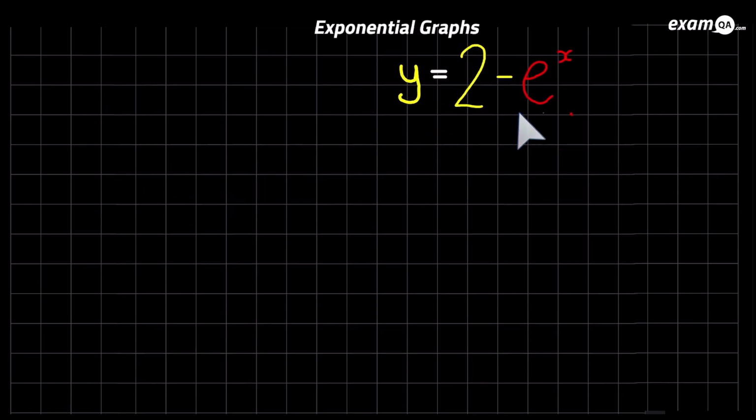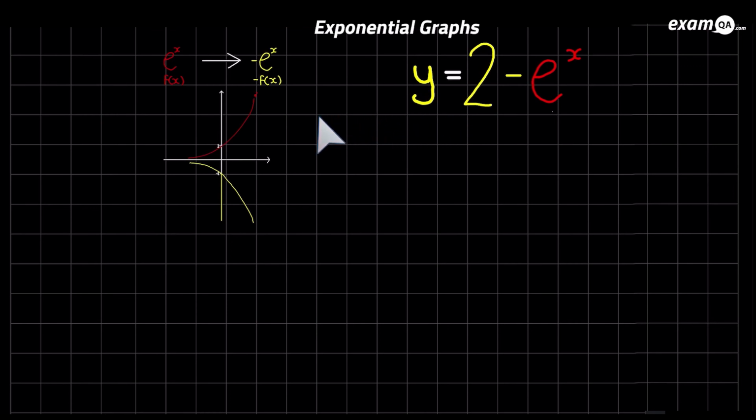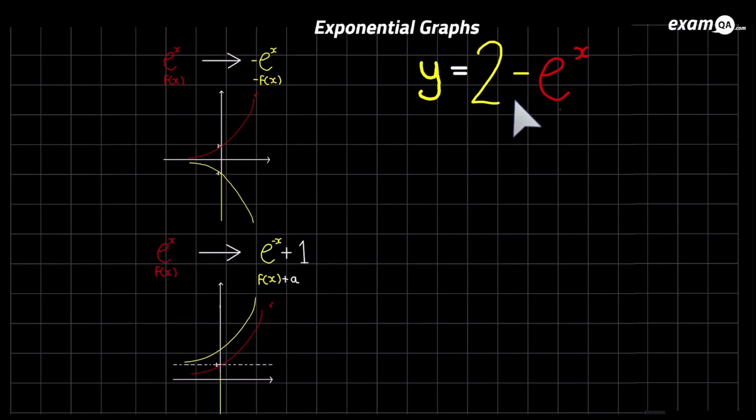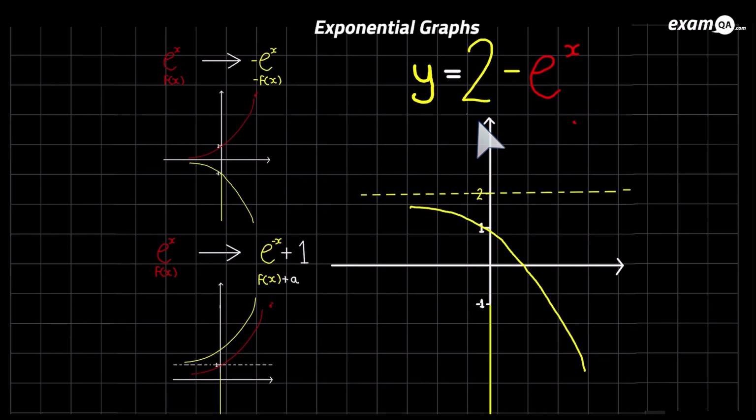Let's look at this one. We're going to do the transformation method first. So which transformations have been done to this graph? And you should have said a reflection in the x-axis, because we can see that e^x has got a minus in front of it. It's been multiplied by a minus. And we also know it's been shifted up because 2 has also been added on. Now, can you sketch this graph? Now, hopefully you got something like this.